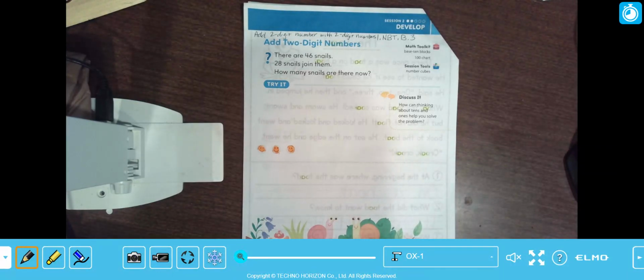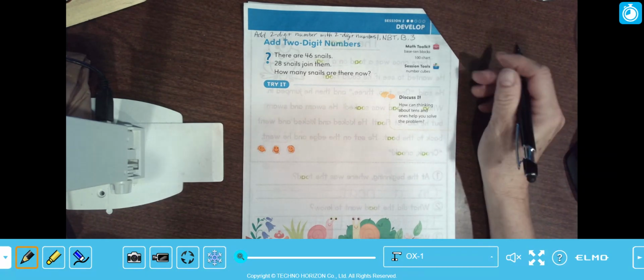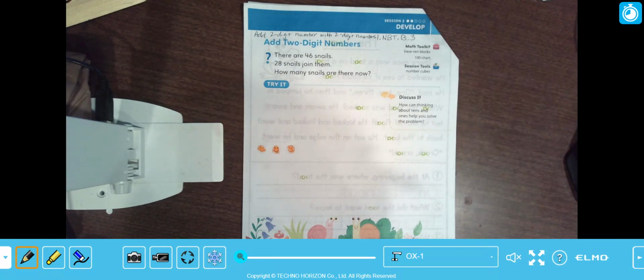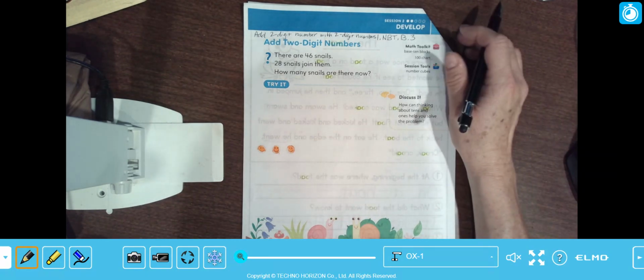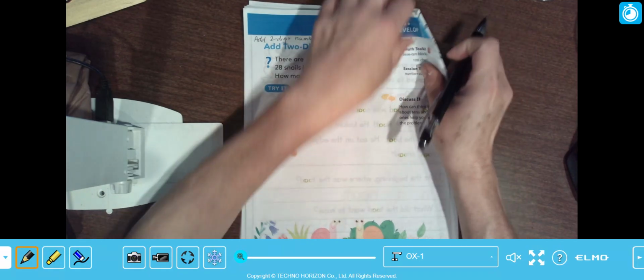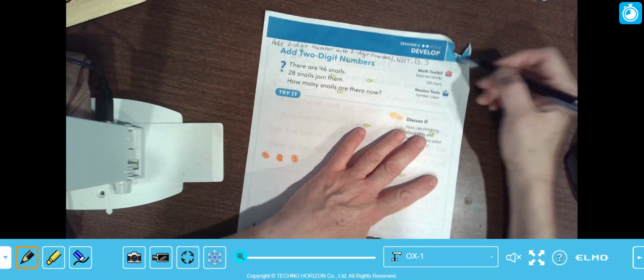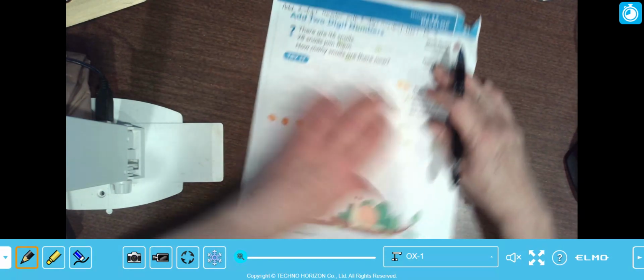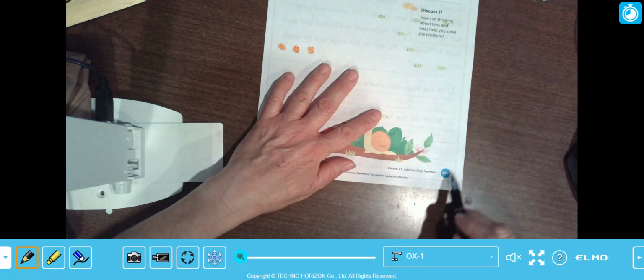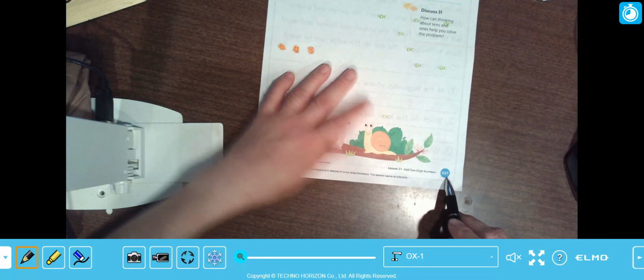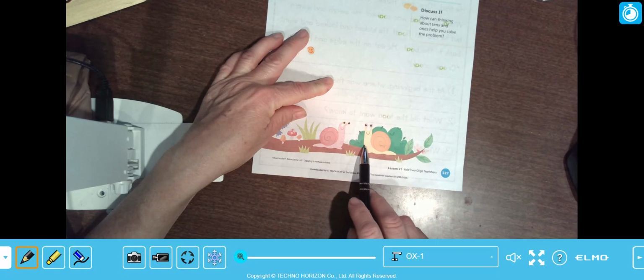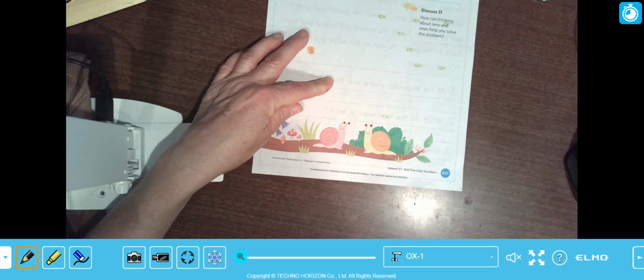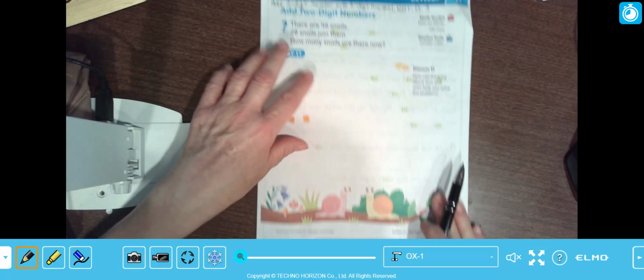Hi, today we're going to be doing this word problem. It's from the iReady program, from lesson 21, session 2 on develop, and it's page 527. It's got these two little snails at the bottom sitting on a branch. So if you could find this page.